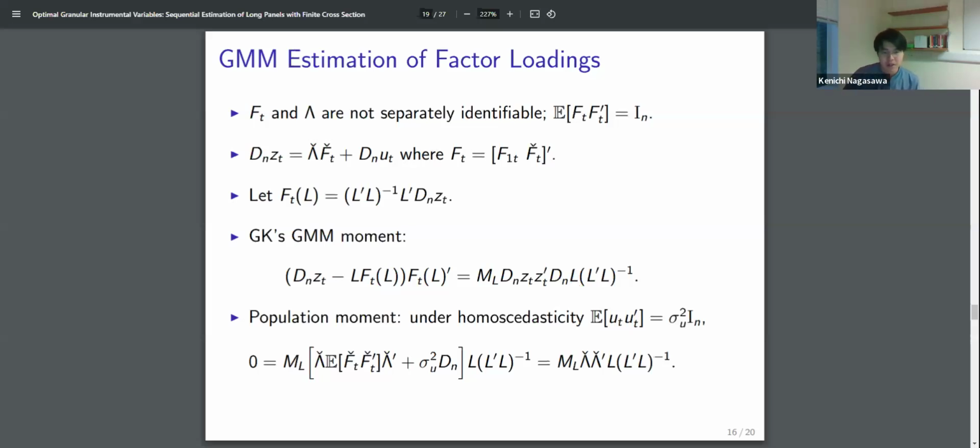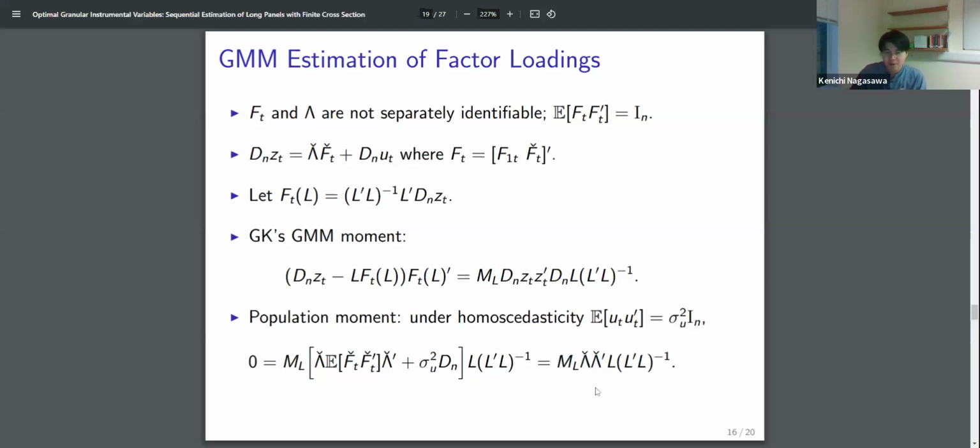But this has some issues we noticed, which is that if you take the population moment, so you just take the expectation of this, and if you assume homoscedasticity of the idiosyncratic shocks, the population moment equals 0 equals this right-hand side object. And so again, L is the parameter that you are trying to choose to make this moment condition hold. So if you pick L to be lambda check, clearly this moment condition is satisfied because M lambda check will be orthogonal to lambda check, so you have 0 here.